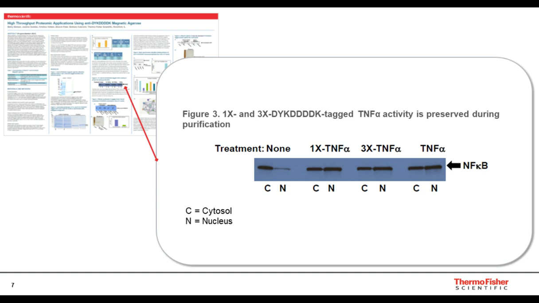The treatments are shown across the top of the blot, and cytosol and nuclear fractions are designated as C and N, respectively. In the absence of TNF-alpha, nearly all of the NF-kappa B is found in the cytosol. In contrast, TNF-alpha, both with and without a flag tag, is shown to promote transport of NF-kappa B into the nucleus. The data demonstrates that purification with anti-flag magnetic agarose maintains the biological activity of purified flag tag protein.